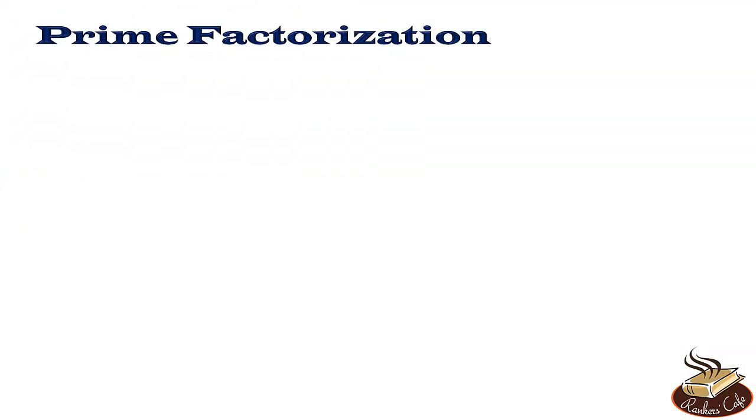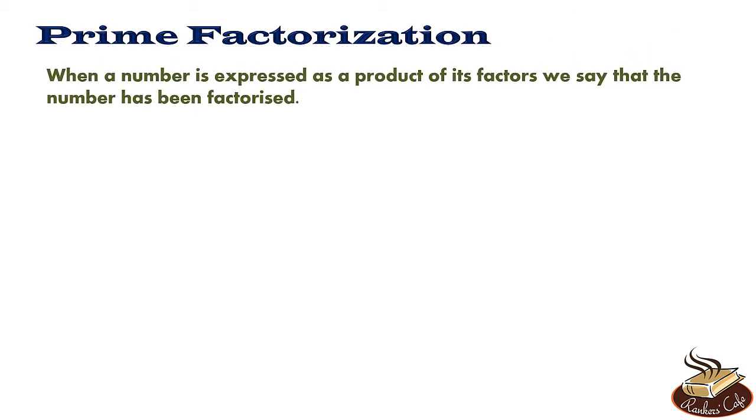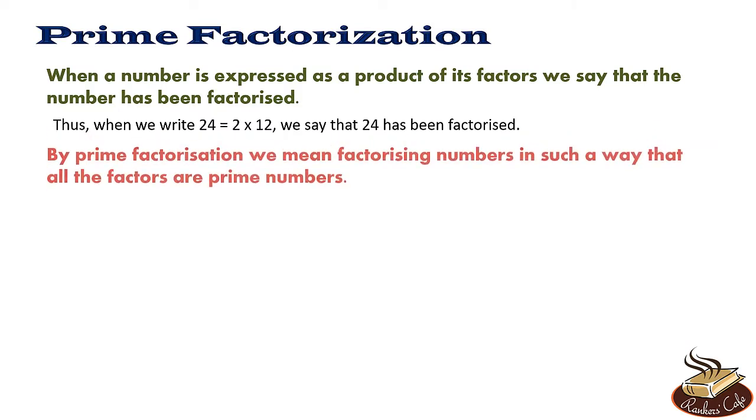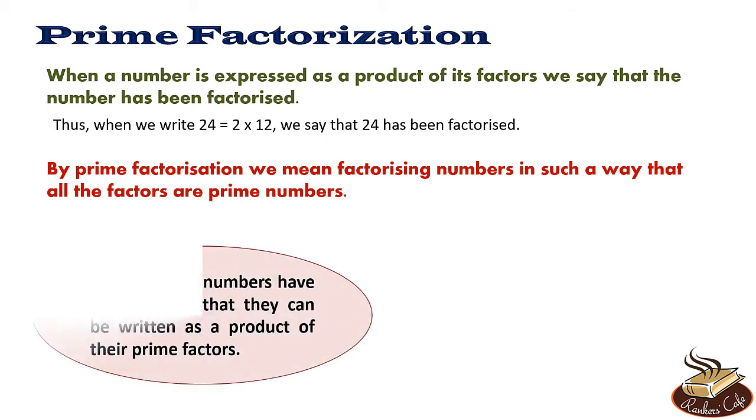Let's learn prime factorization now. When a number is expressed as a product of its factors, we say that that number has been factorized. Thus, when we write 24 is equal to 2 into 12, we say that 24 has been factorized. By prime factorization, we mean factorizing numbers in such a way that all the factors are prime numbers. All composite numbers have the property that they can be written as a product of their prime factors.